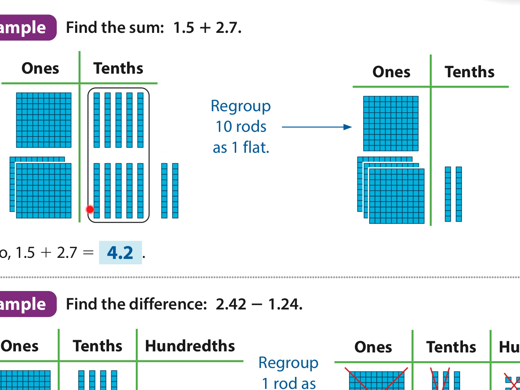I'm going to take 10 rods from the tenths side and change it to a flat. So now I go from 1, 2, 3 to an extra 1. So now I have 4 wholes and 2/10, which is how I get my answer. Do y'all see how they're regrouping all of that? They're taking all of these and squeezing them together to make one flat.